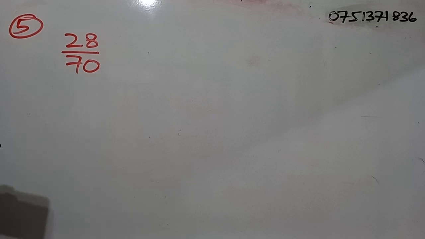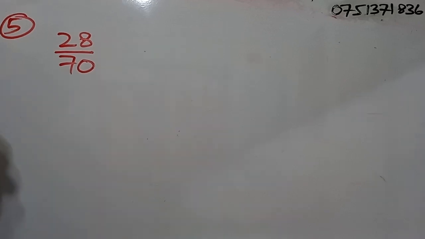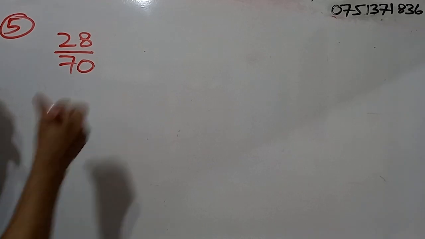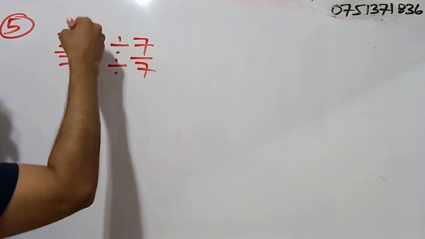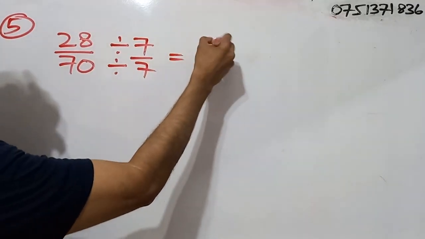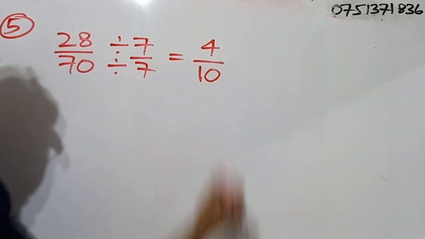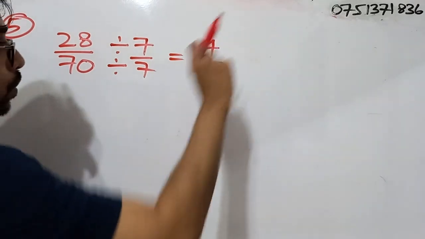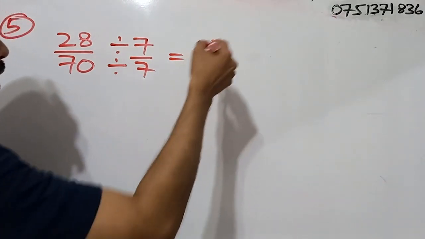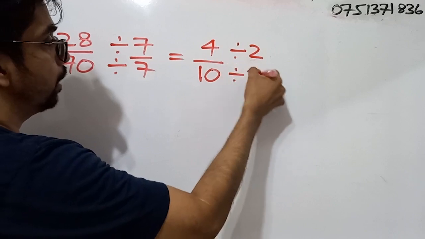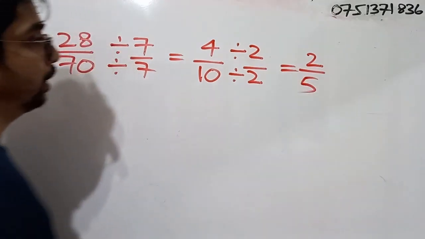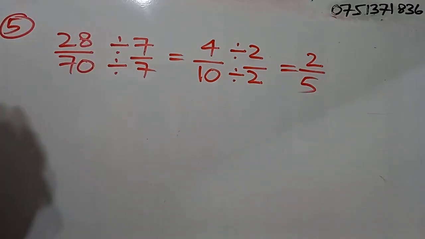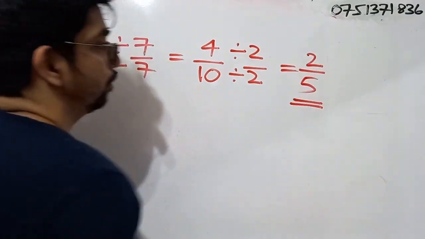Right. Question number 5. So we have been given a fraction. So we have to simplify it. Okay. So we can divide the numerator and the denominator by what? By 7. 28 divided by 7, we get what? 4. 70 divided by 7, we get a 10. Here also, we can further simplify. We can divide the numerator and the denominator by 2. 4 divided by 2, we get a 2. 10 divided by 2, we get a 5. So 2 by 5, that is the final answer.